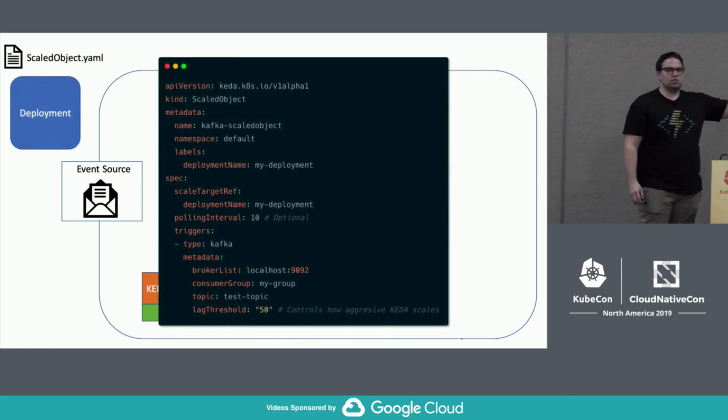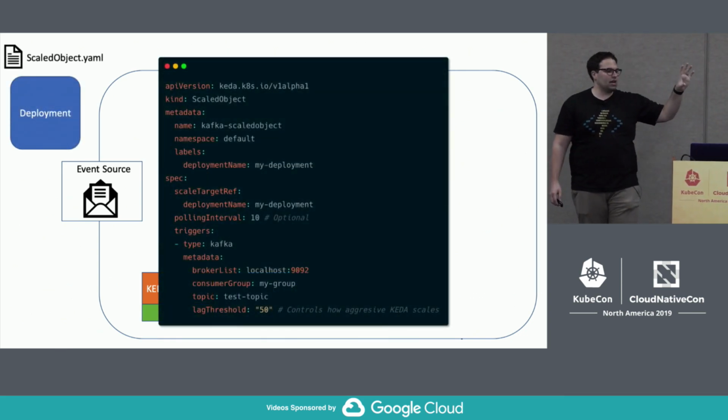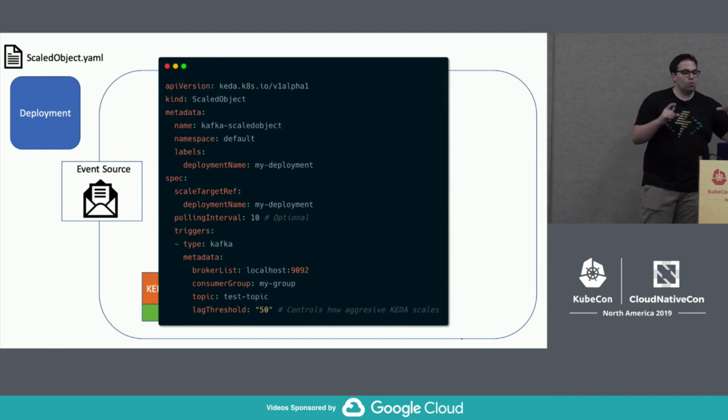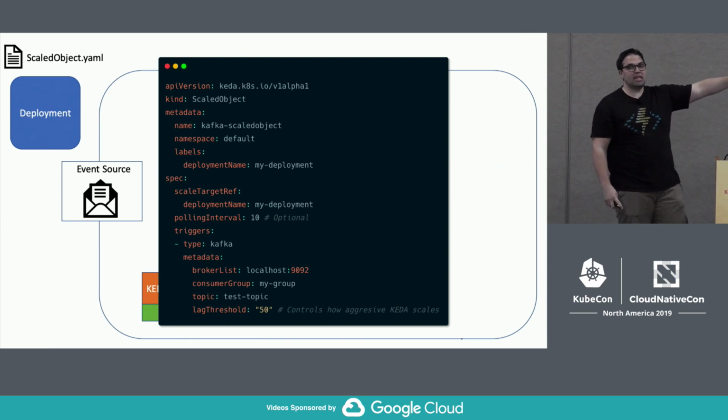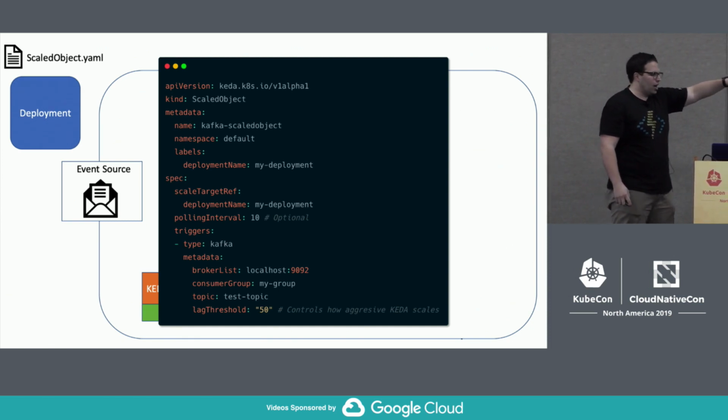And now the last thing I have is I've got my deployment. I have my actual deployment, my set of containers that I need to run in Kubernetes. And the way that I describe my relationship between the deployment and the event source is with this custom resource called the scaled object. So I don't know how much you can read this now.